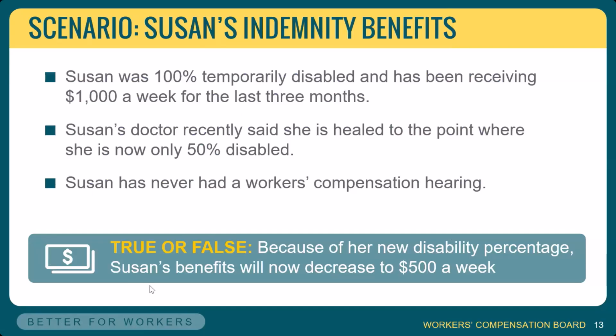All right, folks, let me take a moment and pull this poll up for you. So we are talking about Susan. Susan was 100% temporarily disabled and has been receiving $1,000 a week for the last 3 months. Susan's doctor recently said she is healed to the point where she is now only 50% disabled. Susan has never had a workers' compensation hearing. So, true or false? Because of her new disability percentage, Susan's benefits will now decrease to $500 a week. Go ahead and enter your answer, true or false. We'd like to see at least half of you participating.